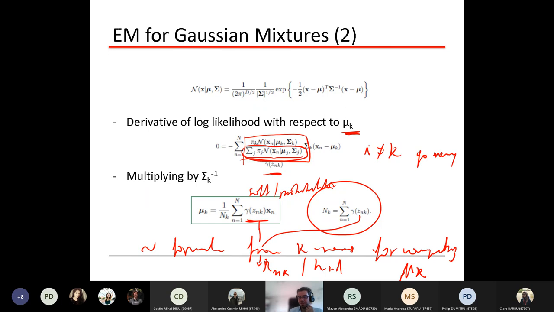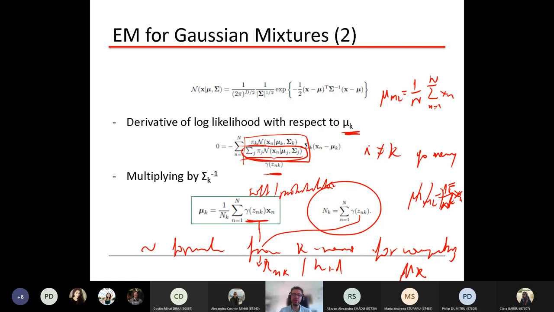And this is pretty cool. Another thing we should observe is that this value for mu_k is very similar to the maximum likelihood for only one Gaussian. Do you remember the formula for only one Gaussian? Mu maximum likelihood for only one Gaussian is 1 over N, a summation over all the points x_n, with n going from 1 to N.